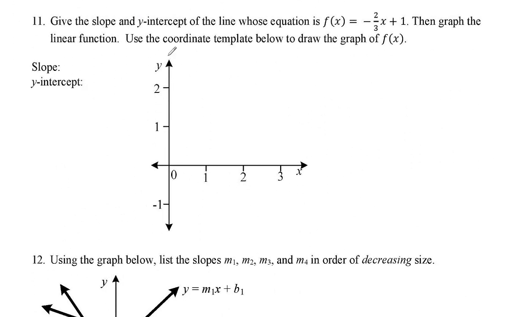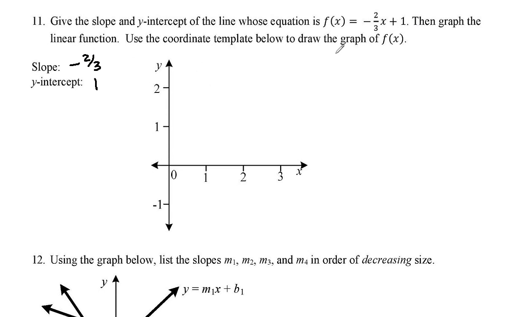Okay, number 11, give the slope and y-intercept of the line whose equation is f of x equals -2/3 x plus 1, and then graph. Our slope is the coefficient of the x, which is -2/3. And then the y-intercept is on the end there, so plus 1.